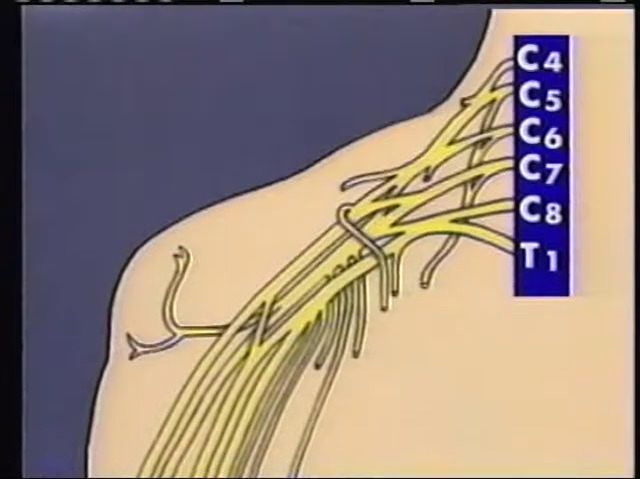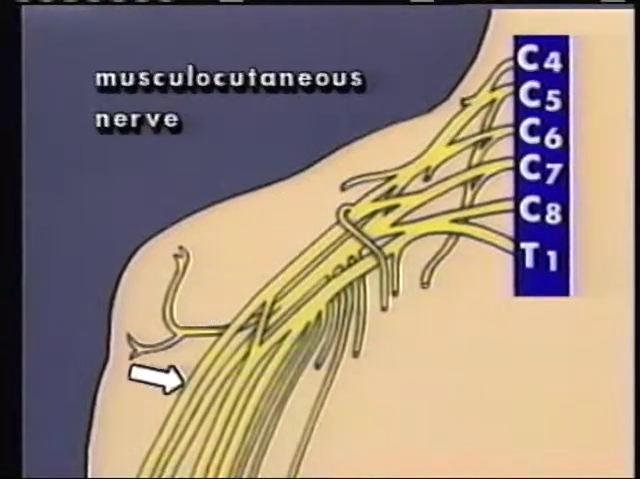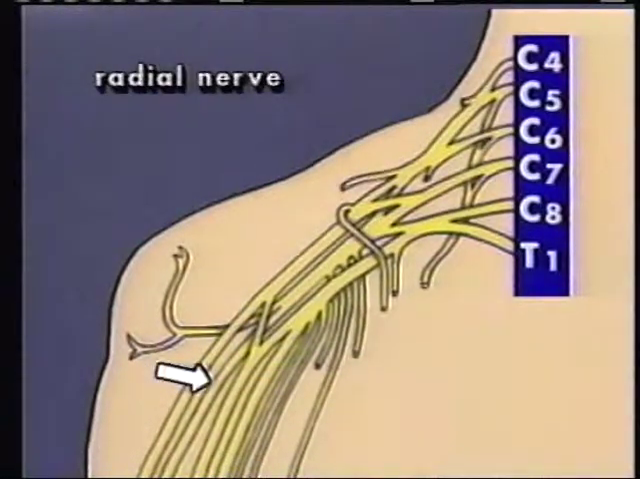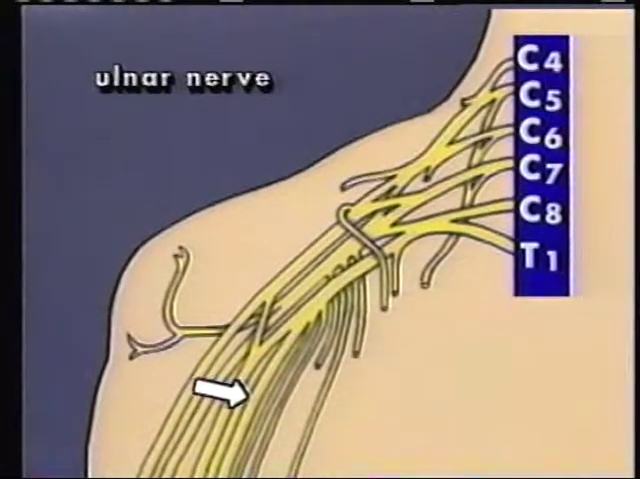The major terminal branches of the plexus are the axillary, musculocutaneous, radial, median, and ulnar peripheral nerves.